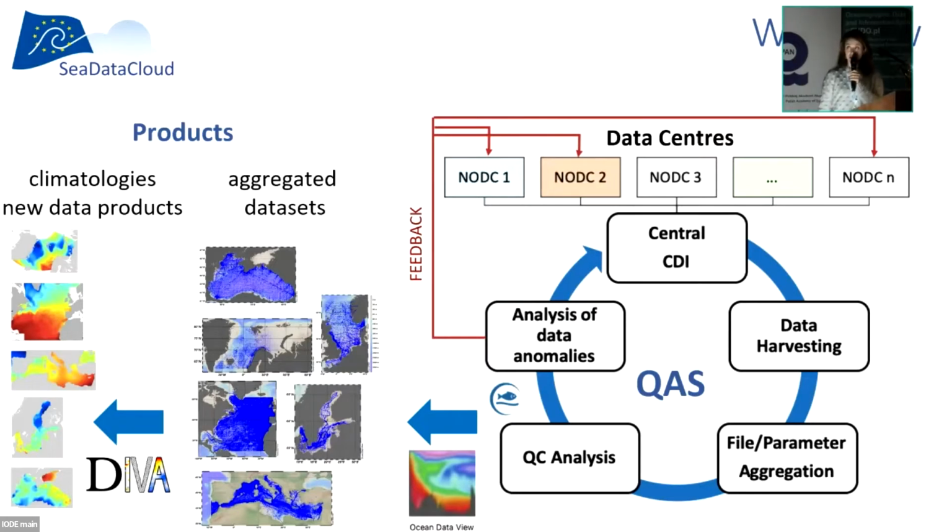Here we have the first release of the aggregated data sets, which is the first level of data product. And we use the Ocean Data View for validation. And then we use DIVAnd software tool to derive climatologies, but also new data products. So this quality assurance loop closes with the feedback on data anomalies to the original data providers. And this iterative loop allows us to release different versions of the data products.